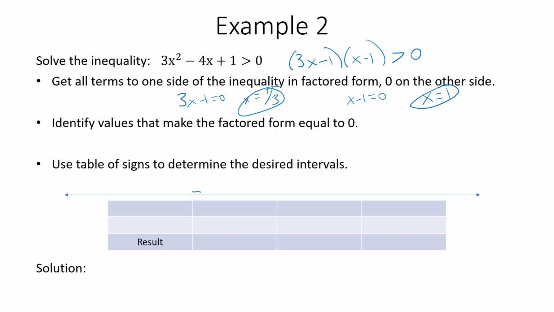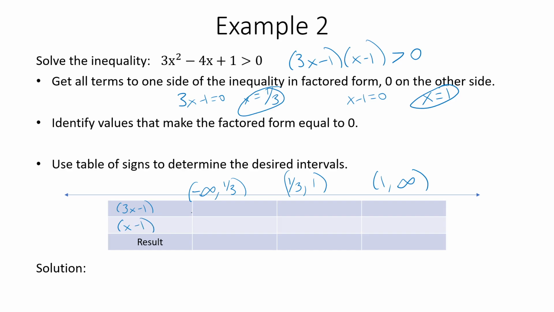Okay, now I'm always going to start with the smallest one. So I'm going to go negative infinity to the smallest value I just found, which is 1/3. Then I'm going to go 1/3 to 1. And then I'm going to go from 1 to infinity. Now I also have to set these up because it wasn't pre-factored. So I'm going to have to set up 3x minus 1 here. And I'm going to have to set up x minus 1 here.